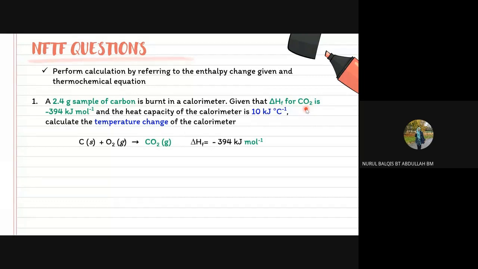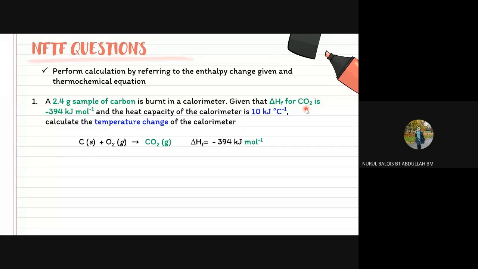Okay, they want to find the temperature change. In which formula do we have temperature change? Delta T. MC delta T. Is there an M? Oh, C delta T, sorry. Only the C delta T. Why only the C delta T?